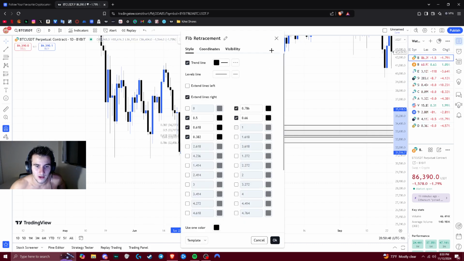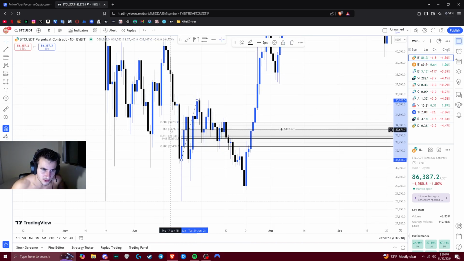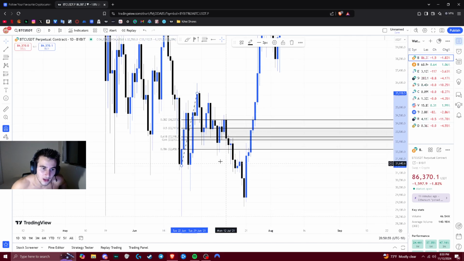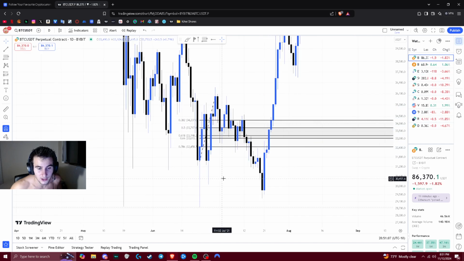But the really important levels are the 0.5, the 0.618, the 0.382, the 0.786, and the 0.66. So these are all the levels that are shown by the fib. And then in between the 0.618 and the 0.66, this is what I like to call the golden pocket. Also keep in mind that market makers do use fibs when determining market conditions.